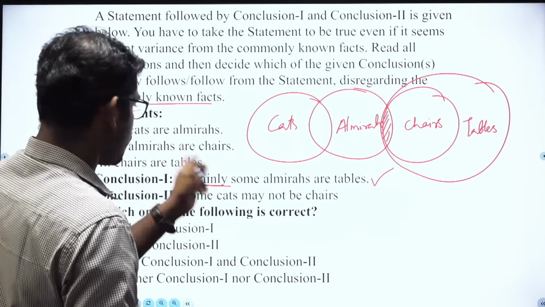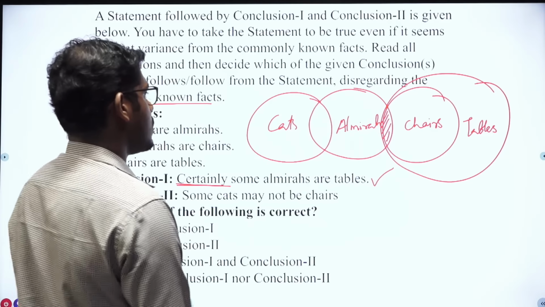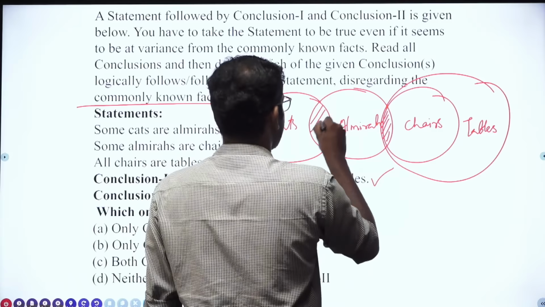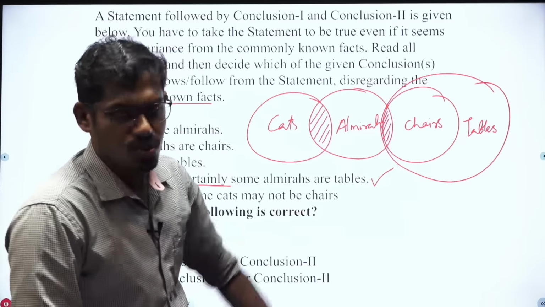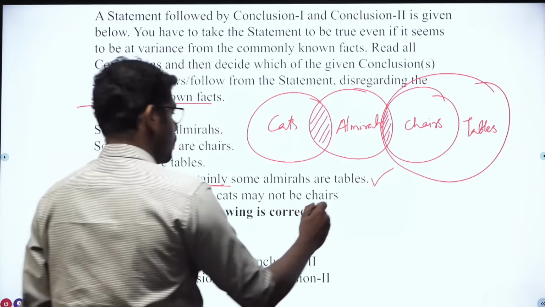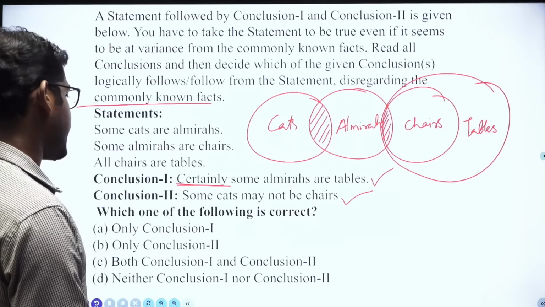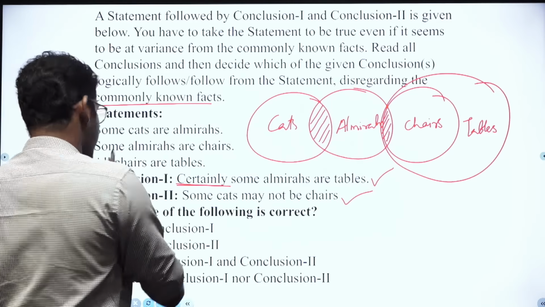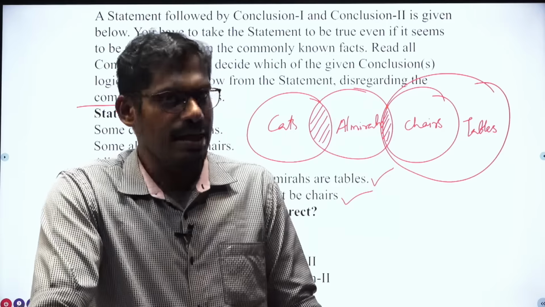Conclusion 2. Some cats may not be chairs. What is some cats? This is some cats. Some cats may not be chairs. This some cat doesn't belong to chair. So some cats may not be chairs. It is also possible. So both conclusion 1 and 2 are valid. So the answer for this question is option C, both conclusion 1 and conclusion 2 are correct. Clear? Okay.